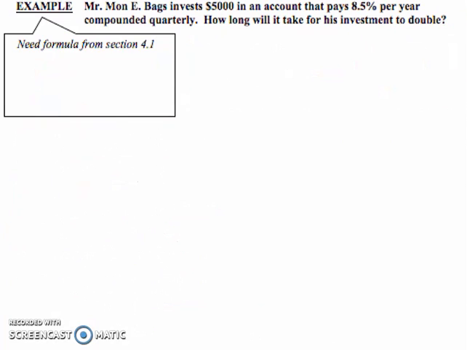In our last example, we're going to need a formula from section 4.1. That's our compound interest formula, which looks like this. The amount of money that we earn is going to be equal to the principal times 1 plus our rate divided by n, where n is the number of times per year that it is compounded, to the n times t power. Okay, this is our compound interest formula.